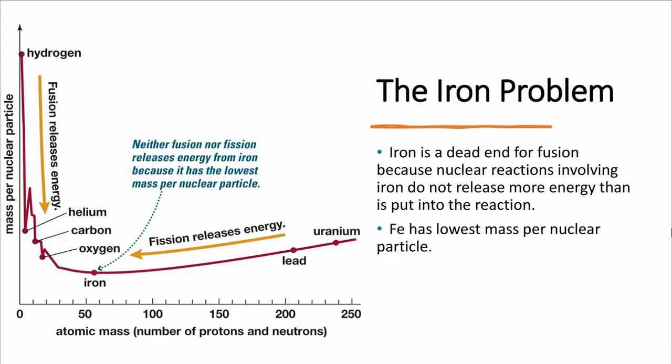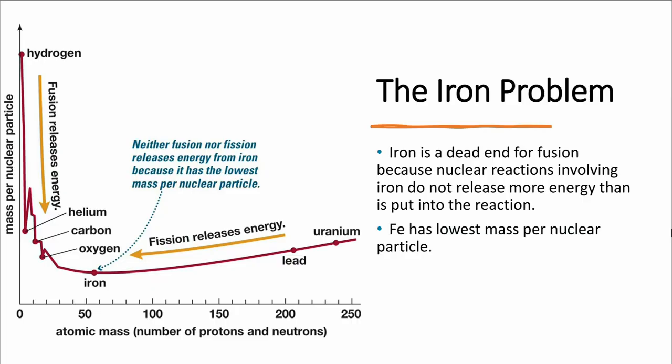So, it turns out for all of the elements that are lighter than iron on the periodic table, if you do a fusion reaction with those elements, you get more energy out than you put into the reaction. On the other side, for things heavier than iron, if you do a fission reaction, so if you split that atom apart, you get more energy out than you put in. Iron is kind of the valley of these two sides.